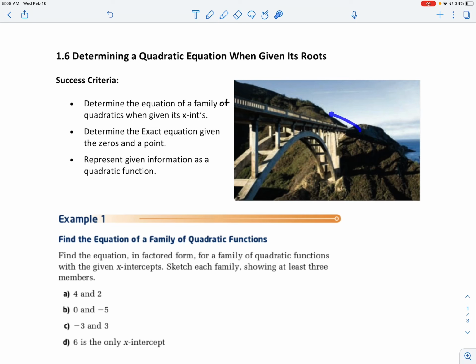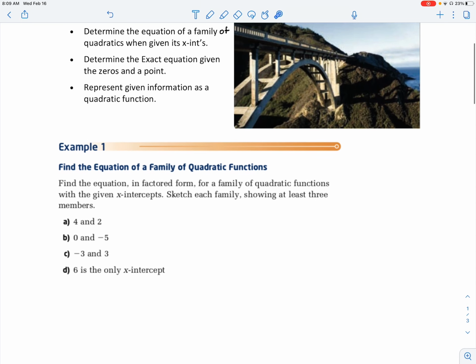As you can see in this image, there is a bridge and the supports are in the shape of a quadratic. If we had some information regarding this quadratic structure, could we use that to determine an equation that models that exact shape? That'll be one of our last examples. For now, we first want to define what a family of quadratics is, and then we'll do some examples with that.